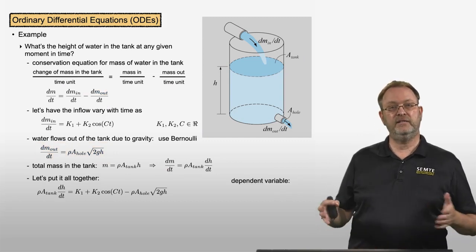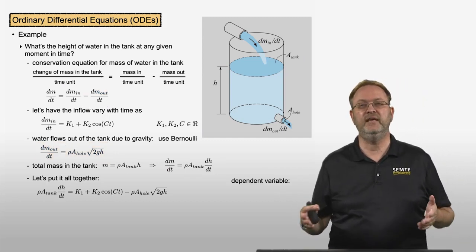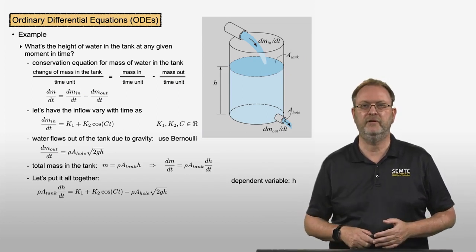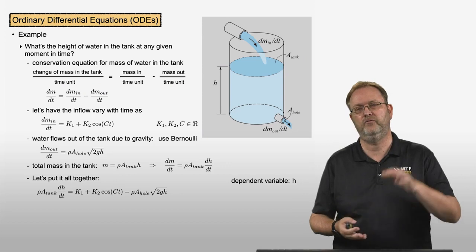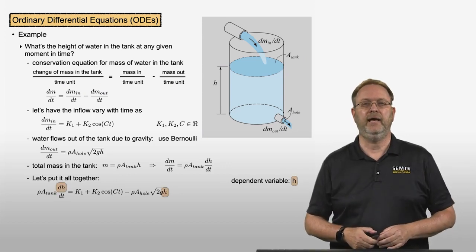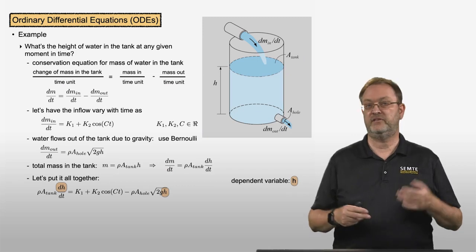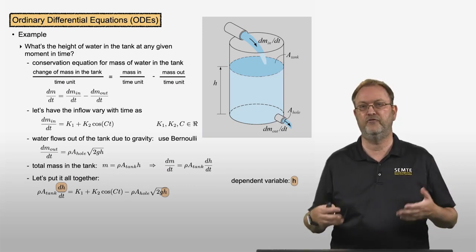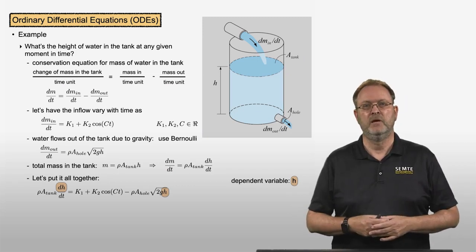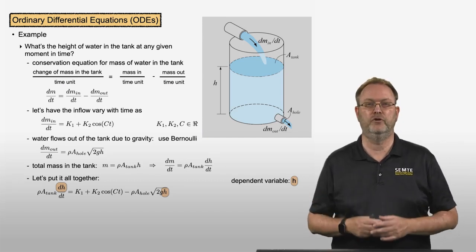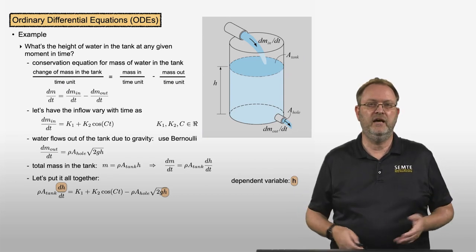Now, in this equation, what is the dependent variable? Well, the dependent variable is h, right? The height of water in the tank. And that appears here on the left-hand side as a first derivative, so it is a first-order ODE. And it appears on the right-hand side in a square root term, which makes this ODE nonlinear.